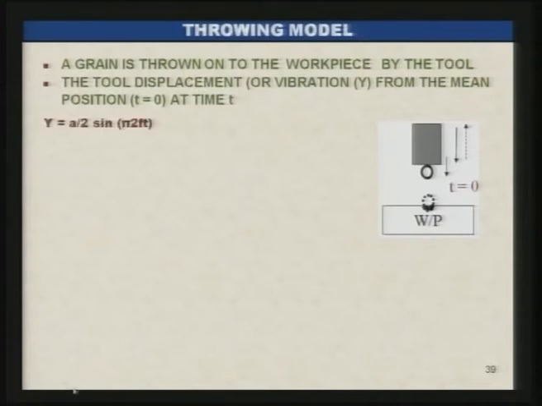Now, the motion of vibration can be expressed, or the displacement can be expressed, as y is equal to a by 2 sin 2 pi f t, where we already know that a by 2 is the amplitude of vibration, f is the frequency of vibration, and t is the time at which we are trying to find out the displacement. Now, the velocity of the tool can be evaluated by dy over dt, that is equal to y dot, and if you differentiate the earlier equation, it comes out to be pi a f cos 2 pi f t.